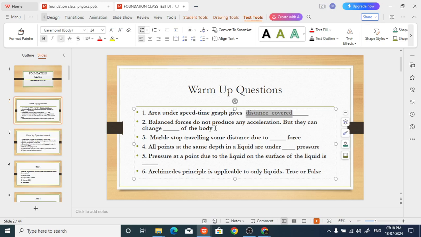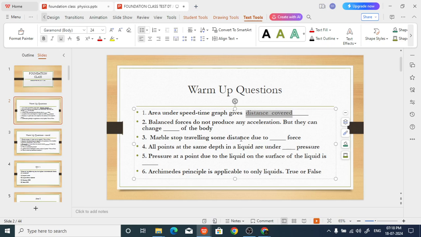Next. Balanced forces do not produce any acceleration, but they can change dash of the body. Motion of the body, sir. No. See, there is a body, there are forces, but the forces are balanced, meaning forces are equal but in opposite direction. So the body cannot move. There won't be any motion. Acceleration will be produced only when there is a motion. Only when the body moves there is an acceleration.